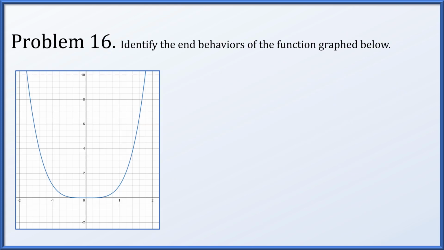In problem 16, we want to identify the end behaviors of the function whose graph is given, assuming that the graph is accurate and continues as suggested. Of course, without an equation or without a graph that goes on literally forever, there's always the possibility it starts doing something else, but we're just going to assume that what is suggested is true.